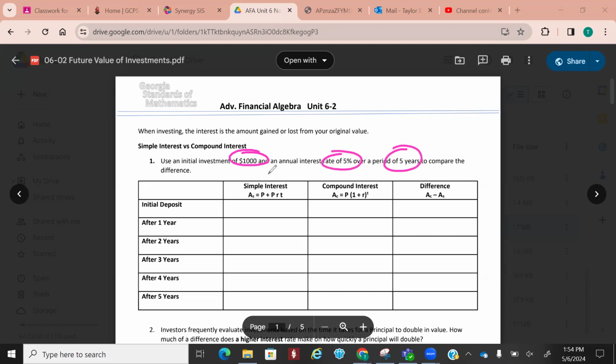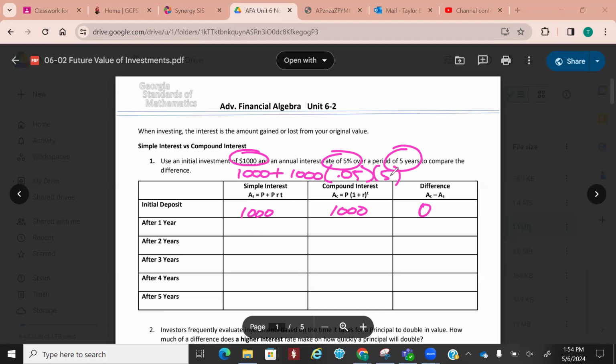You're going to plug in 1,000 plus 1,000 times 0.05 times 5, and that's going to be for your simple interest. And then each year you're plugging in, I'm sorry, this will be the initial. I'll make it all pretty. There's a difference of 0 for this one. The difference between these two is what this column is.